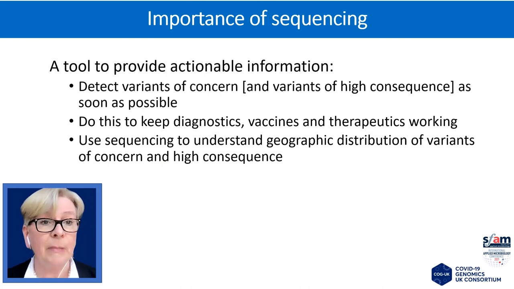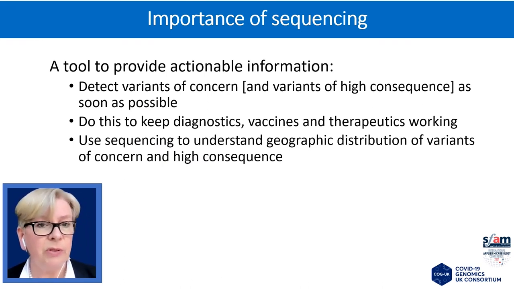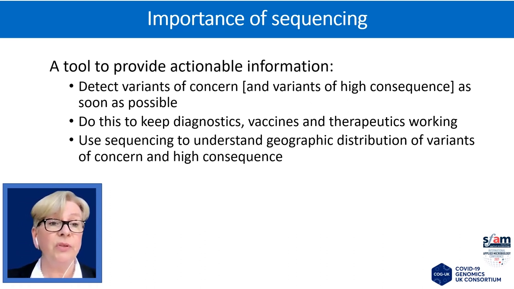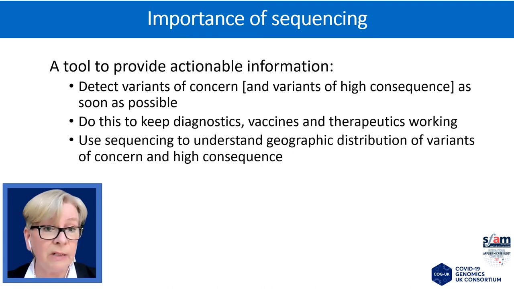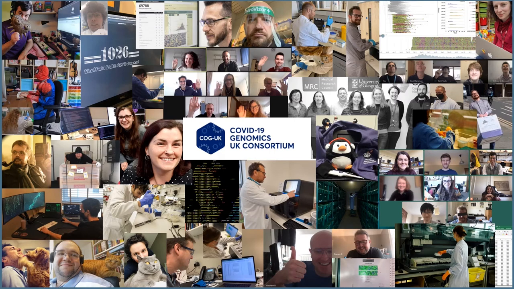And so my last slide is to really stress the importance of sequencing as a tool to provide actionable information. It will detect variants of concern and in the future, potentially variants of high consequence as soon as possible. And it's going to be doing this to keep diagnostics, vaccines and therapeutics working for us. We'll also need to be using sequencing to understand the geographical distribution of variants of concern and high consequence. And in particular, variants that are highly transmissible, rapidly spread across the world. And we need to be clear that if we have a variant that's more transmissible, we need to understand where that is spreading and the implications for that in the population.